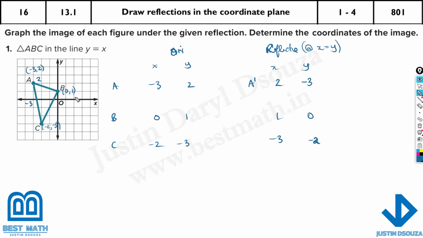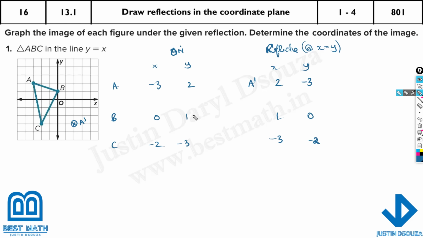What is x? 2 and minus 3. 1, 2, 3. It's over here. This is the point A prime. See this A, it's reflected here. What about the other points? I'll remove the coordinates of the original image, so it'll be clearer.